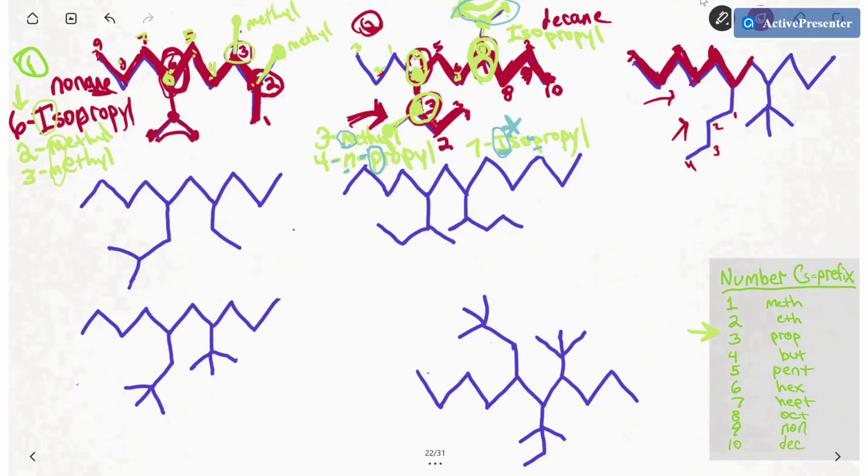And then we go on to this, and then it splits again. Splits right there, splits right there. But if we go down, it's only going to give us 1, 2 more carbons in a row in a chain.